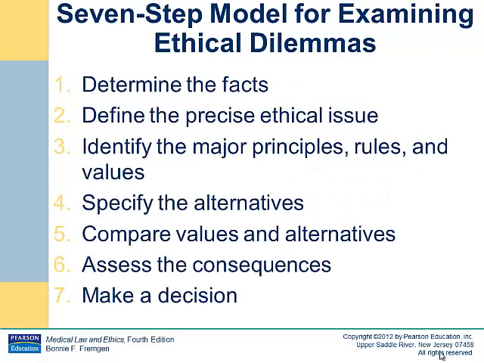We're going to talk about the 7-step model for examining ethical dilemmas. One of the things that you're going to deal with is determining the facts. Then you're going to define the precise ethical issue. You're going to identify the major principles, rules, and values. You're going to specify the alternatives, compare values and alternatives, assess the consequences, and make a decision. This is one of the models that ethical committees will utilize in evaluating cases.